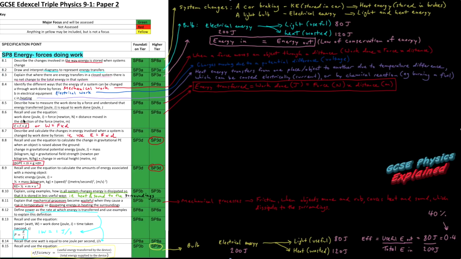Recall and use the equation work done equals force times by distance. So there it is there, W equals F times by D. But you could also say it as E equals F times by D, because remember, work done equals energy transferred. So it's just a case of you putting the numbers in.